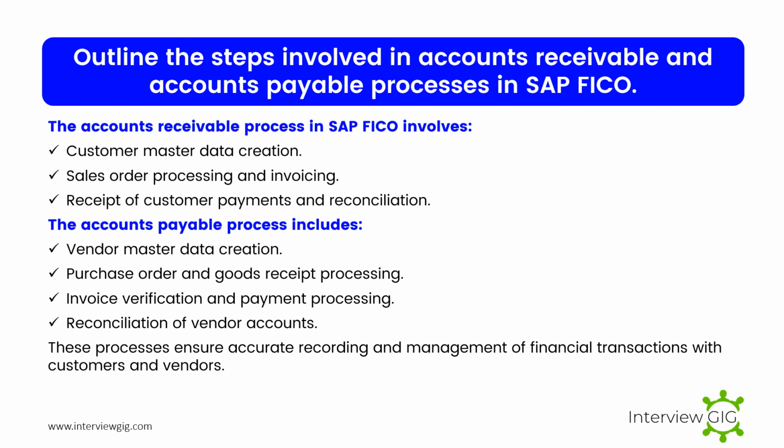Outline the steps involved in accounts receivable and accounts payable processes in SAP FICO. The accounts receivable process in SAP FICO involves customer master data creation, sales order processing and invoicing. Receipt of customer payments and reconciliation. The accounts payable process includes vendor master data creation, purchase order and goods receipt processing, invoice verification and payment processing, reconciliation of vendor accounts. These processes ensure accurate recording and management of financial transactions with customers and vendors.